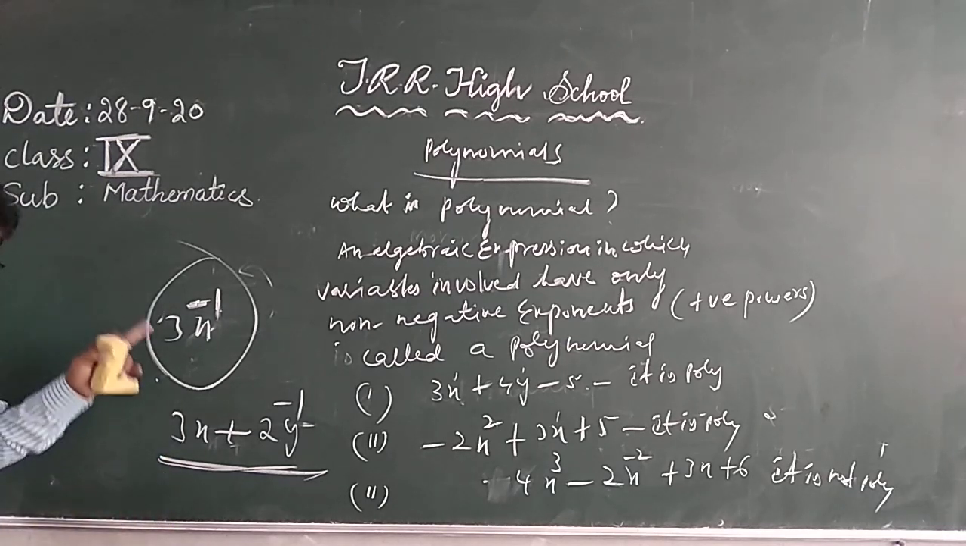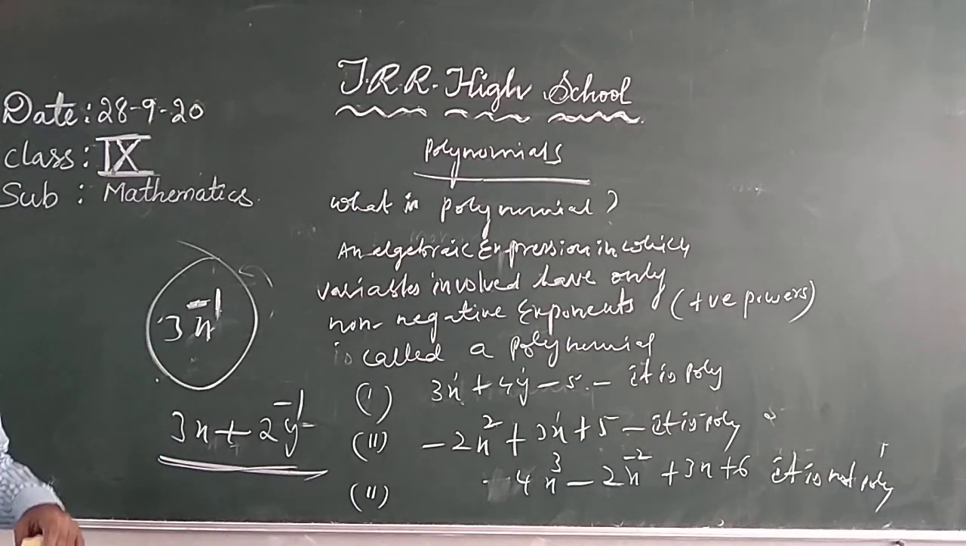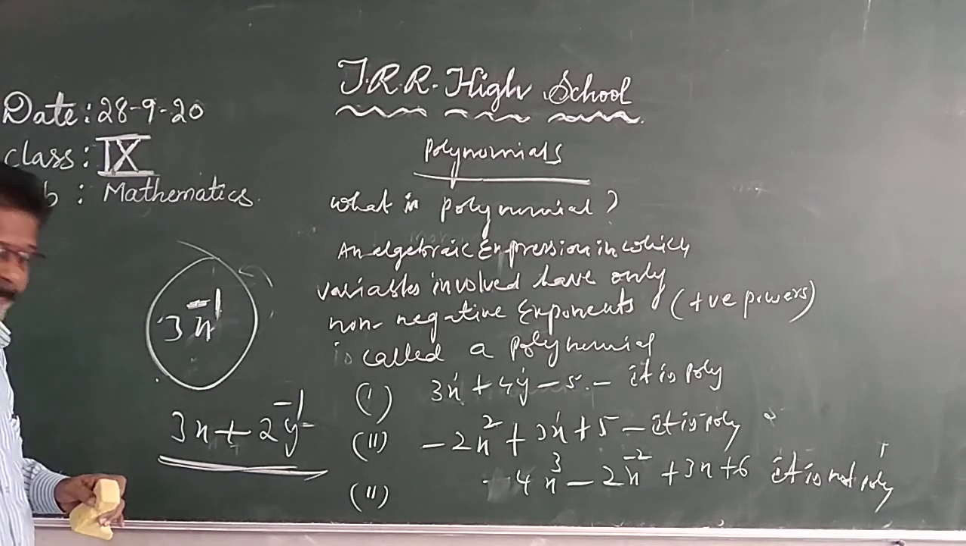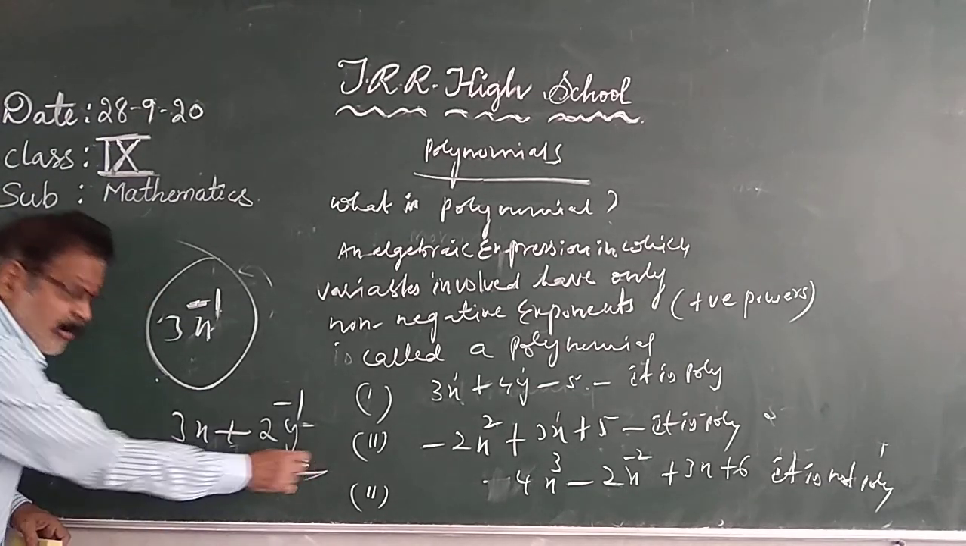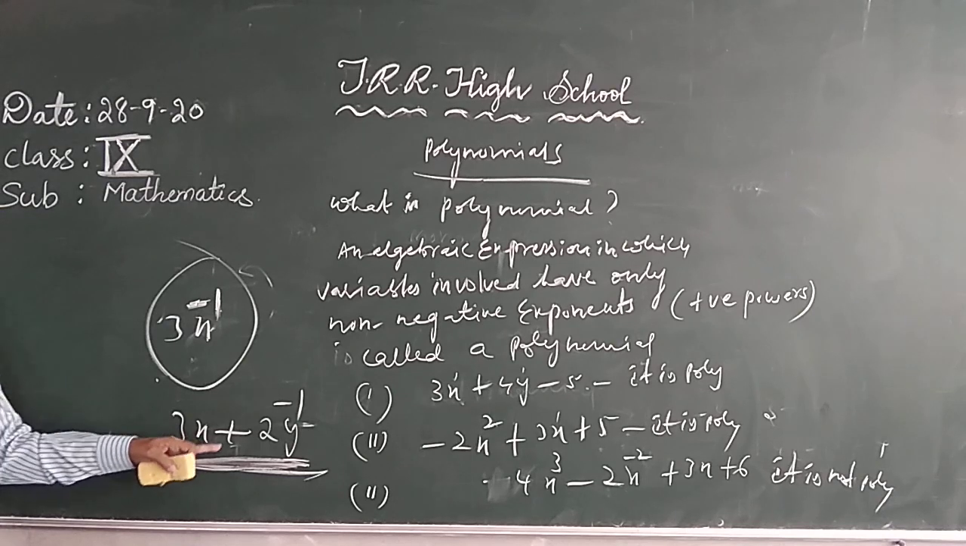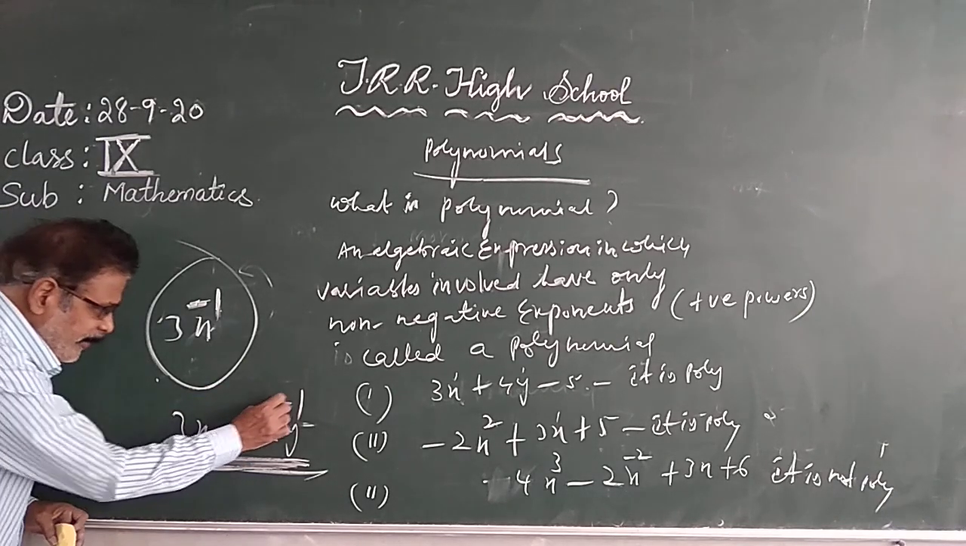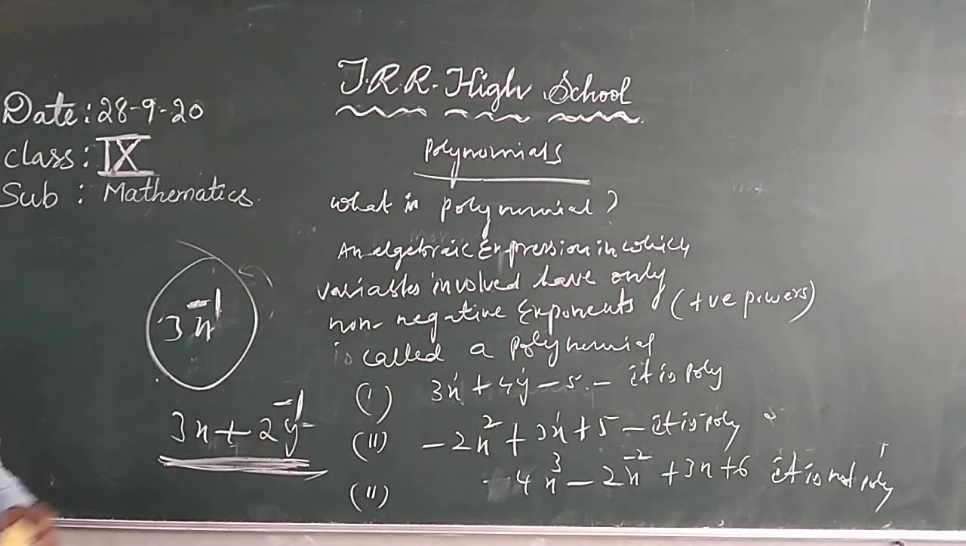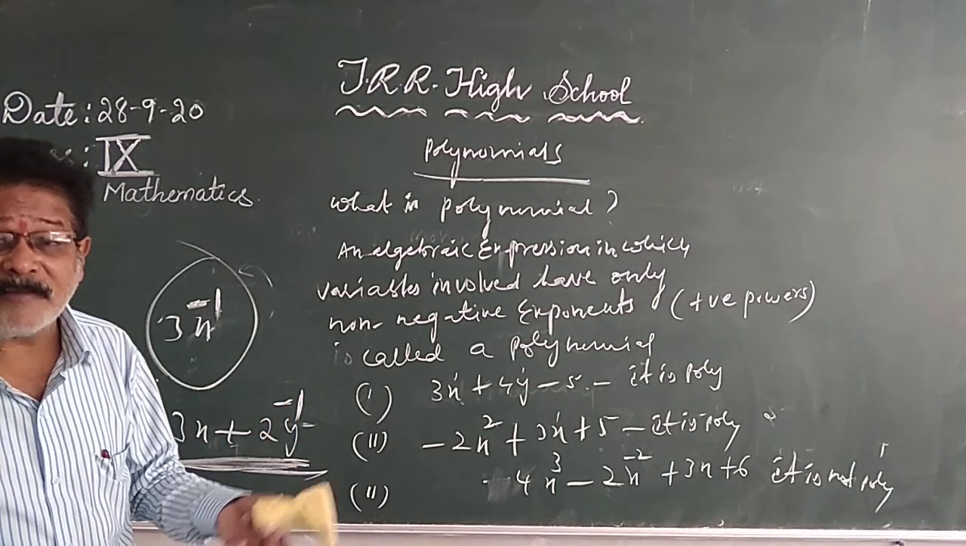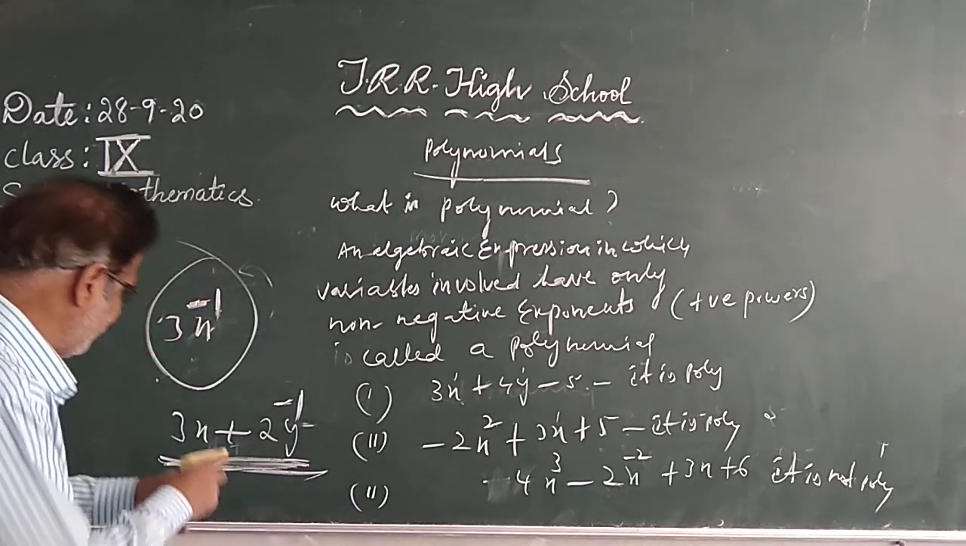But every monomial is not a polynomial. Every binomial is not a polynomial. Every trinomial is not a polynomial. They become polynomials when they have the positive powers. Why is this binomial not a polynomial? Why is 3x plus 2y to the power minus 1 not a polynomial? Because the power is negative. So it becomes a polynomial when it has the positive powers.